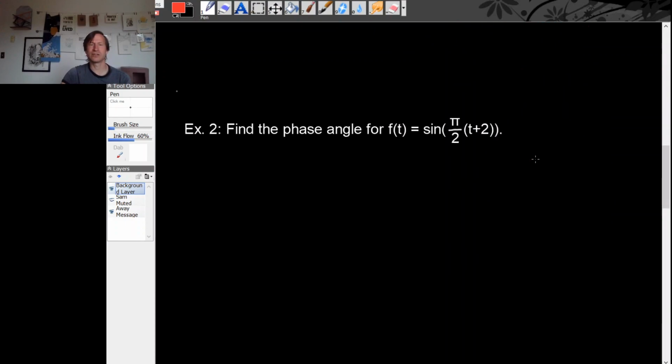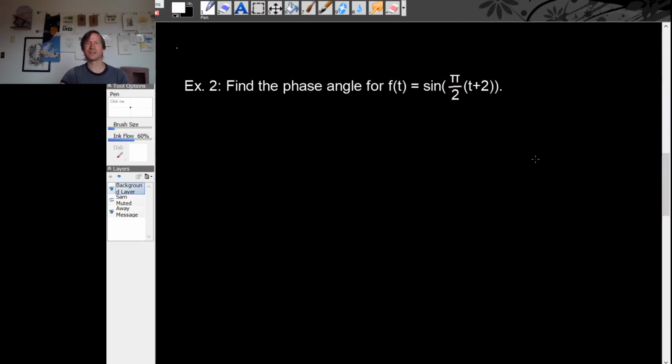All right, let's look at another example. Let's find the phase angle for this function, sine of pi over 2 times t plus 2. We'll play the same game, just factor out that pi over 2. So this function becomes, distribute that pi over 2, sine of pi over 2t plus pi over 2 times 2, which is just pi.